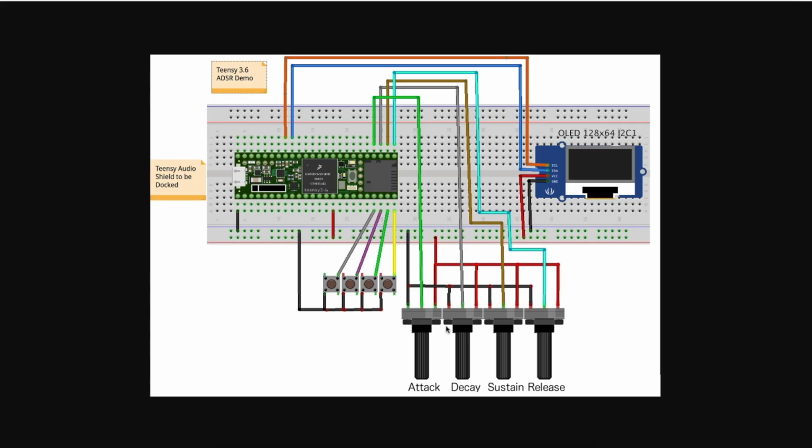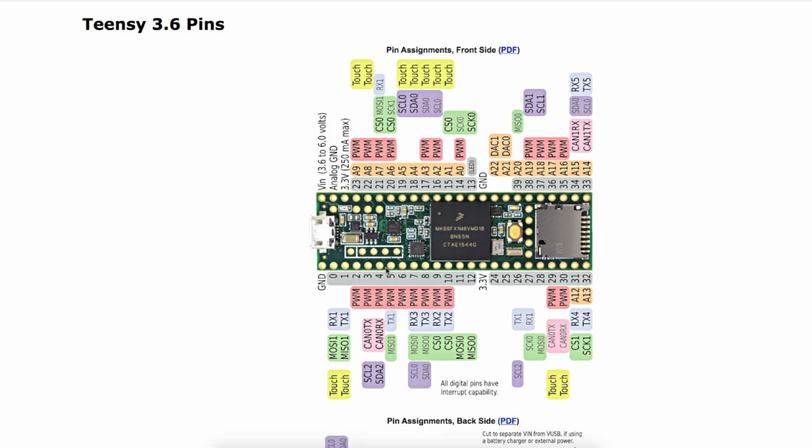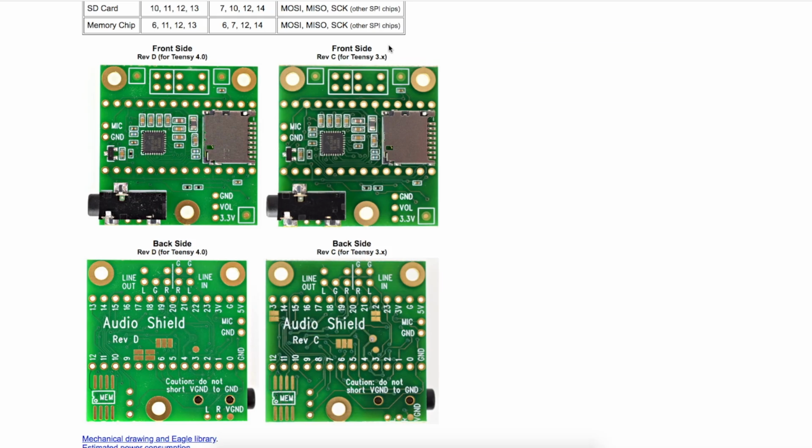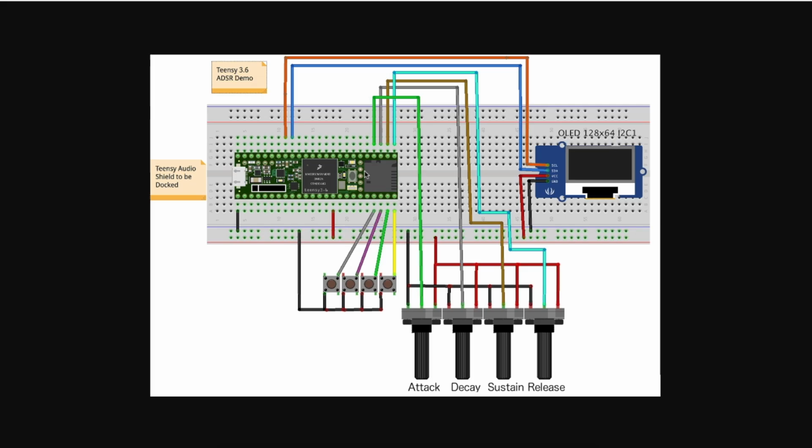In order to explore this, I came up with this Teensy 3.6 demo. There will be an audio shield docked with the Teensy. So if this is my Teensy 3.6, I have this audio shield here so I can generate sounds inside the Teensy and have line out audio right here to go to an amplifier. I have four push buttons here. Each one's going to generate a different audio signal.